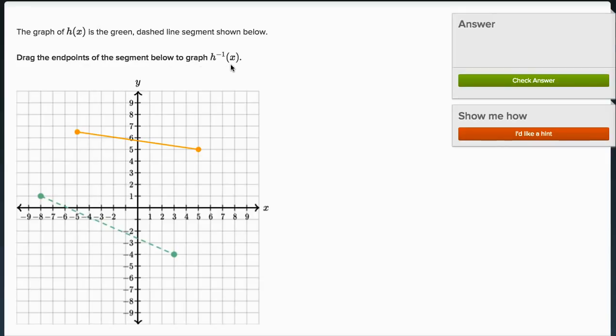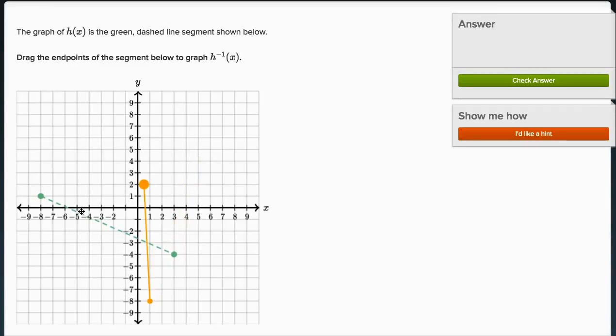So there's a couple of ways to tackle it. Perhaps the simplest one is we say, okay, look, what does h of x map from and to? So this point shows that if you input -8 into h of x, h of -8 is 1. So it's mapping from -8 to 1. Well, the inverse of that then should map from 1 to -8. So let's put that point on the graph of the inverse. And then let's go on the other end.